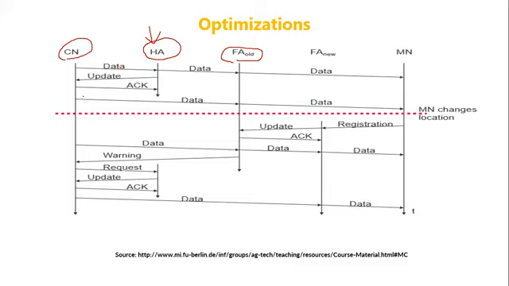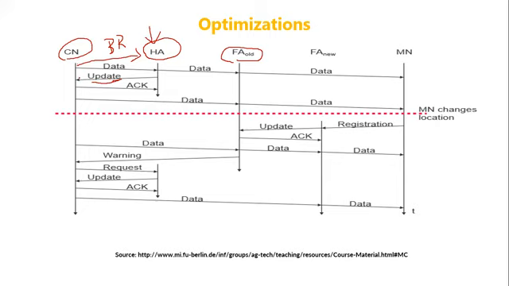So first it will send a binding request to the HA. Here it is not shown, but it sends a binding request to the HA. Then the HA will check whether the location information of the mobile node can be revealed or not. If it can be revealed, then the HA will respond with a binding update.